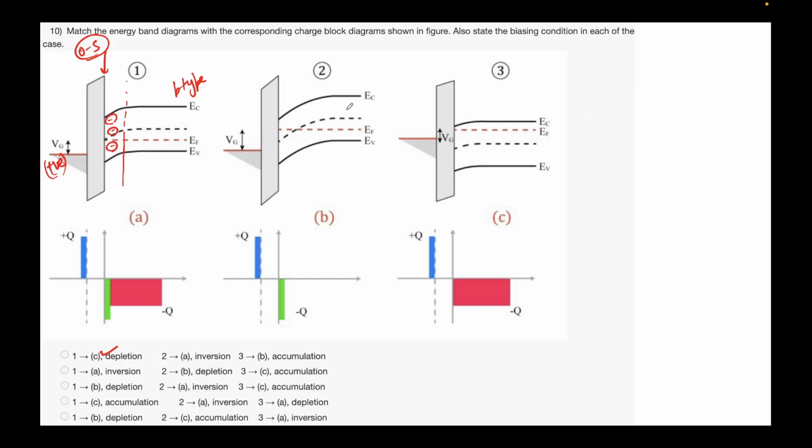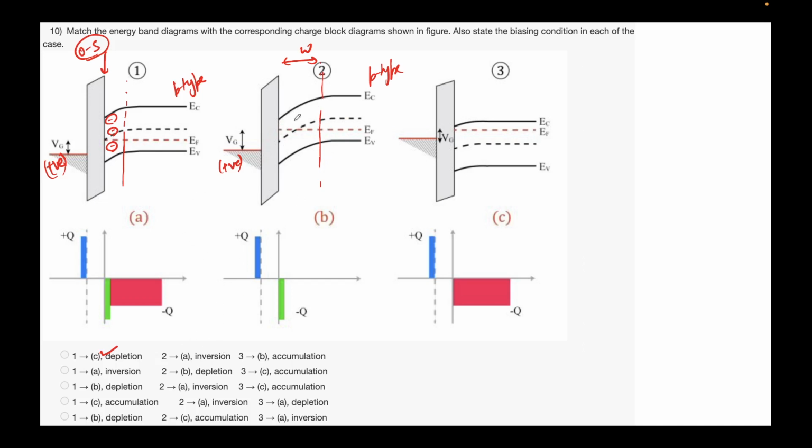Let's look at 2. Again, this is a p-type semiconductor. Why? Because in the bulk, Ef is closer to Ev. And you see the depletion region has widened even further. Compare with this. Okay, Vg is again positive, because only when Vg is positive the holes will be repelled, and you can get into depletion and further inversion, right? How do we know it's inversion? Because Ef at the surface, at the interface, is closer to Ec. In the bulk it's p-type, but at the surface it's n-type, so it's something called inversion. So second is inversion.